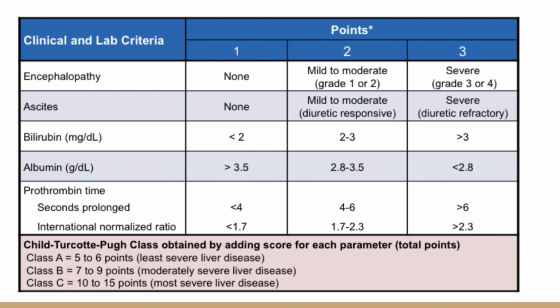Now, once we add all the parameters, whatever the total points we get, we classify them into class A, B, and C. Class A is between 5 to 6 points. Class B is 7 to 9 points, that is moderately severe liver disease. And class C is 10 to 15 points.